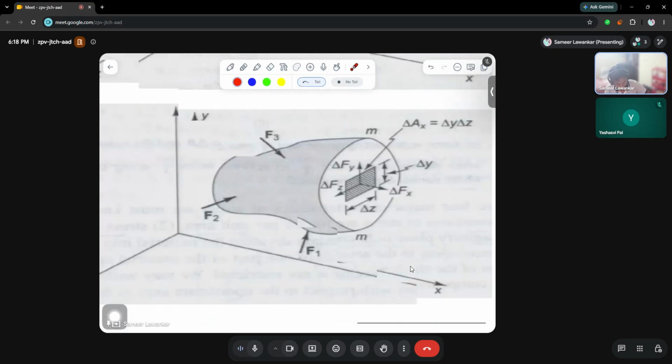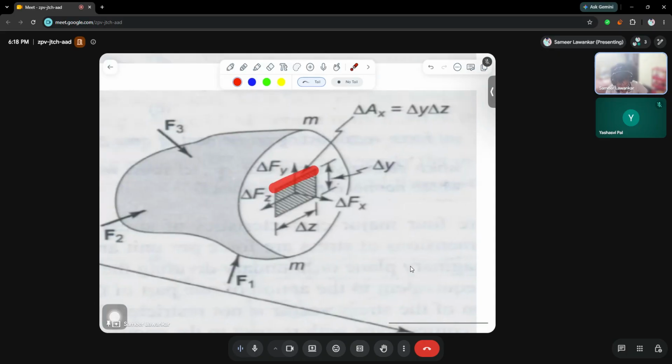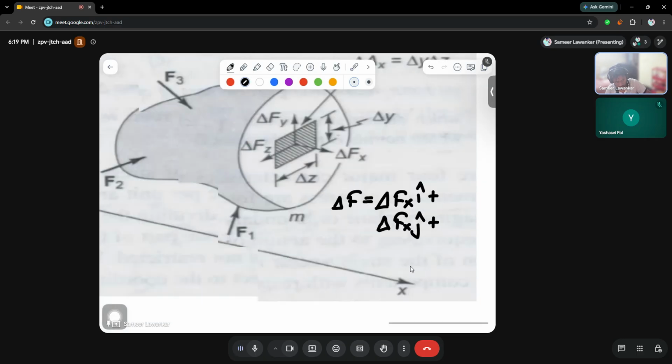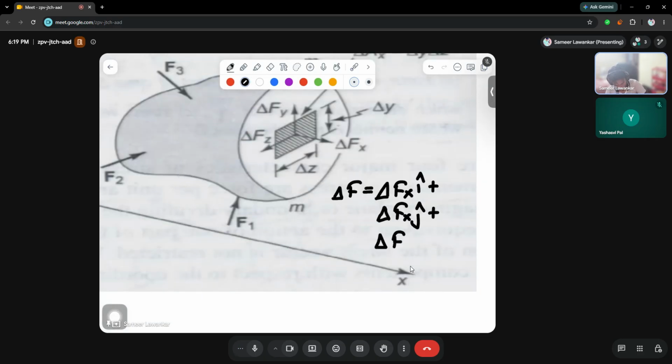After division we get this form, in which this is the section we are talking about. Let us suppose there is just one force F acting in this direction. We can resolve it into three different directions: one along the x direction, one along the y direction, and one along the z direction. Therefore, we can write that delta F is equal to delta Fx i cap plus delta Fy j cap, and delta Fz k cap.